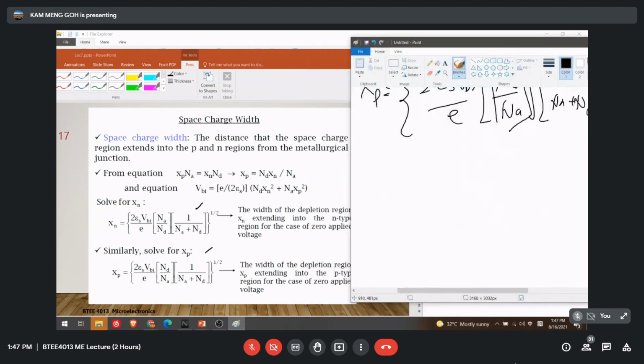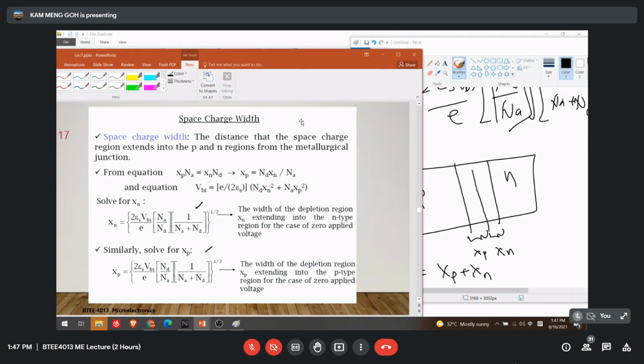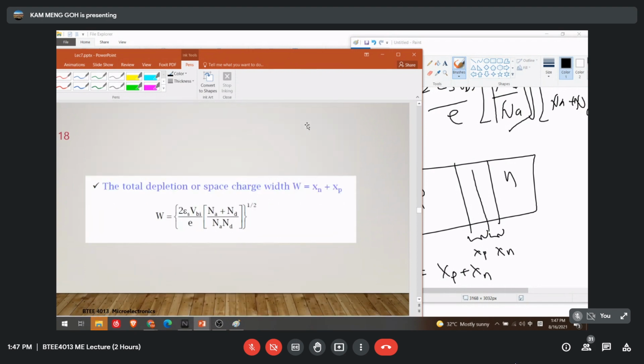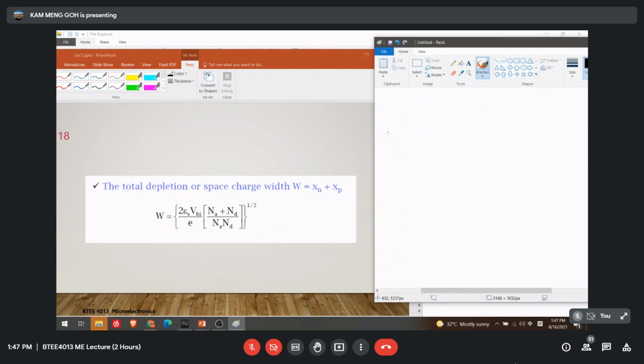By using this, W will be equal to Sp plus Sn. Okay, this is the purpose we derive all this: to calculate Sn and Sp. Or the other way around, you can integrate these two formulas together to become one formula.